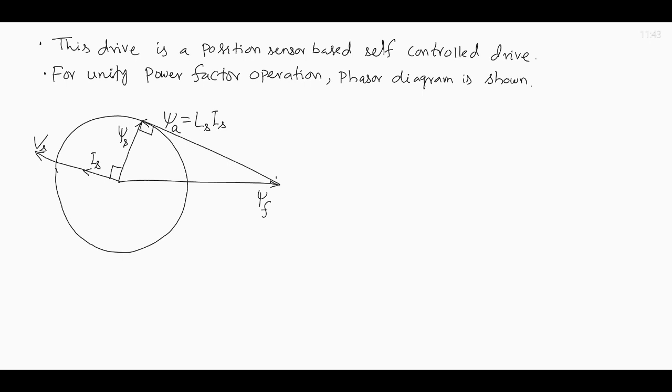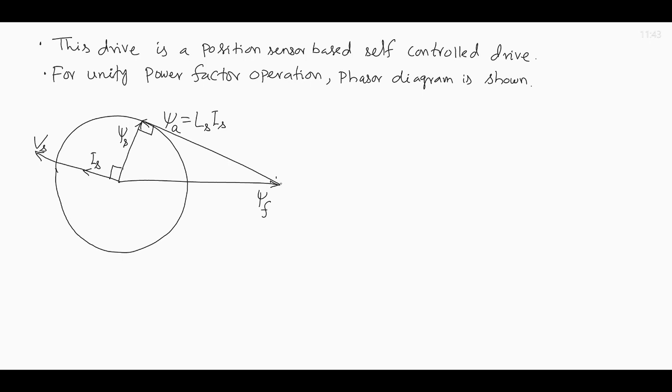This is for unity power factor. Vs and Is, the stator voltages and currents, are in phase, and psi s is lagging 90° behind Vs when the stator resistance is neglected. In large power motors resistance is negligible. Is and the stator reaction flux psi a, which is Ls into Is, are in the same phase, and psi f is the field flux linkage. So psi f plus psi a is psi s.